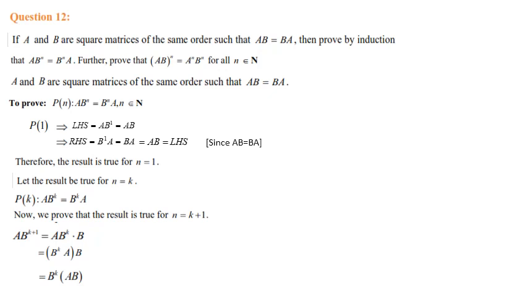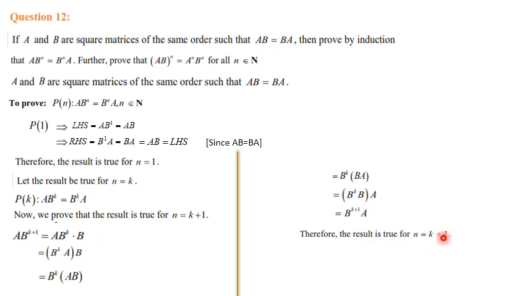Next, by using associative property we have to regroup it. That means B power k into A and B we have taken together. Now B power k into, as we know that by using the given condition we can write AB as BA, B power k into BA. Then again by using associative property we can regroup it. This B and B power k we can take together, B power k into B into A. That is equal to B power k into B is B power k plus 1 into A. Therefore the result is true for n is equal to k plus 1.